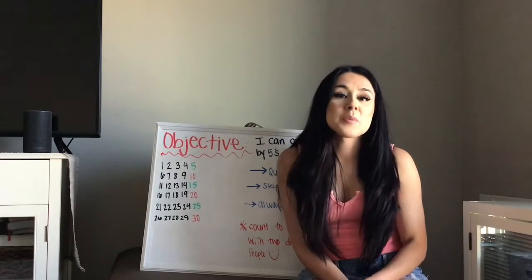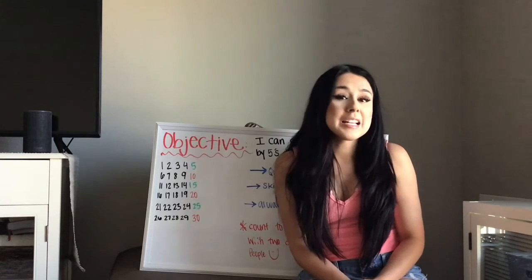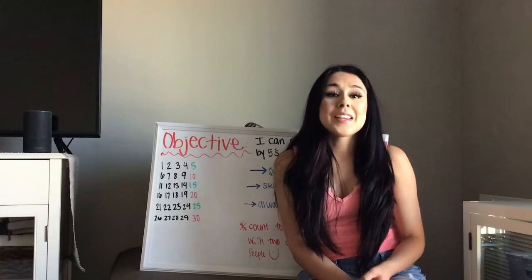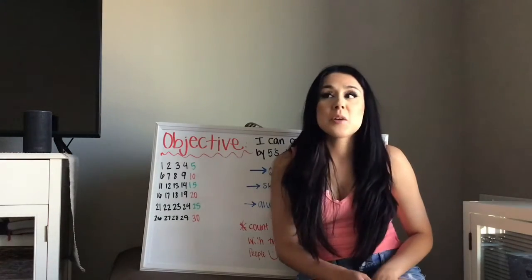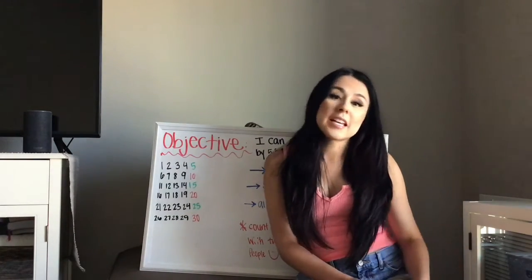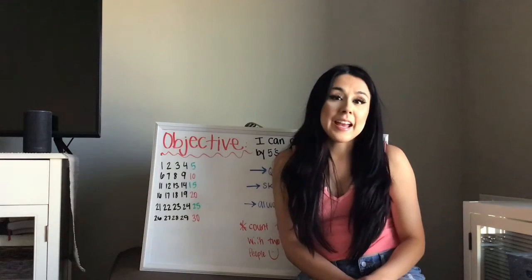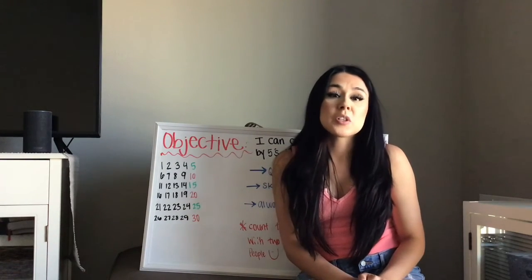Good job. So notice when I was counting by fives, the numbers that I said, they only ended with a 5 or a 0. So never did I say 97, 26, 23. It has to end with a 5 or a 0 for you to be doing it correctly.